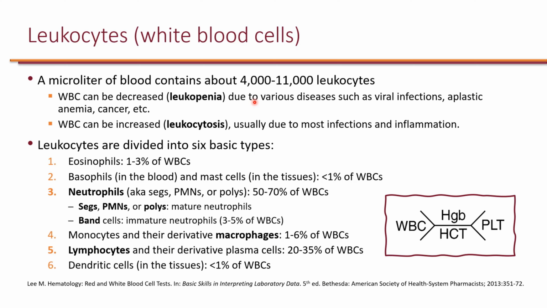So, the normal range is anywhere between 4,000 to 11,000 cells per microliter. Now, if somebody has low levels of white blood cell, that's referred to as leukopenia. And of course, the other end is if somebody has too much white blood cell, it's referred to as leukocytosis. And that typically happens when people have an infection.